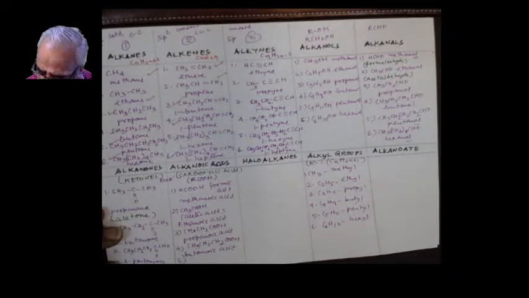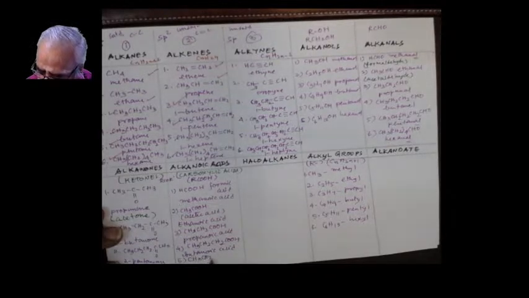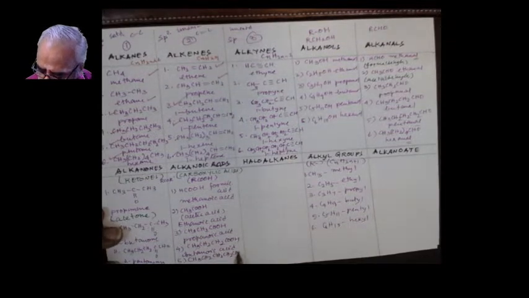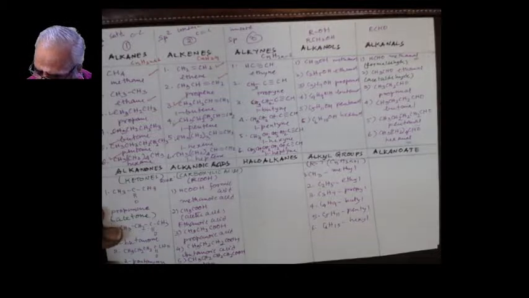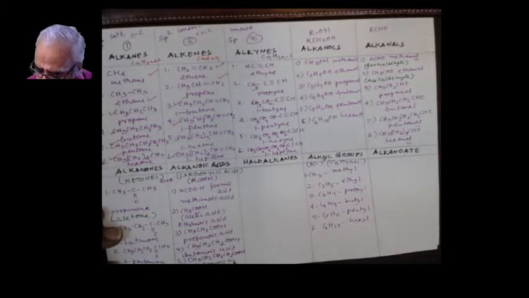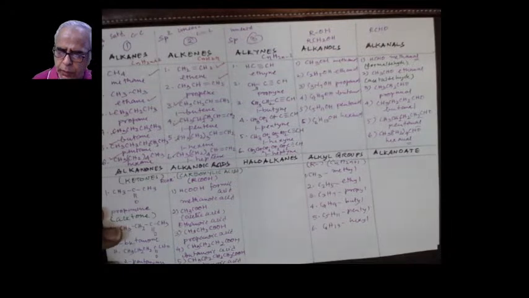And then CH3CH2CH2CH2COOH. What do you call it? 1, 2, 3, 4, 5. That is pentanoic acid. That's it. So likewise hexanoic acid, heptanoic acid, octanoic acid, etc. Right?